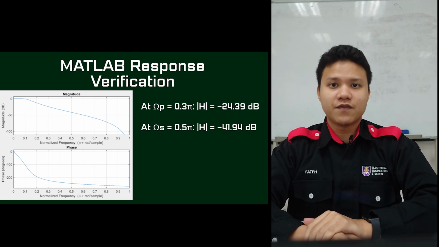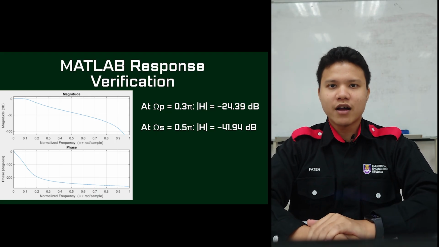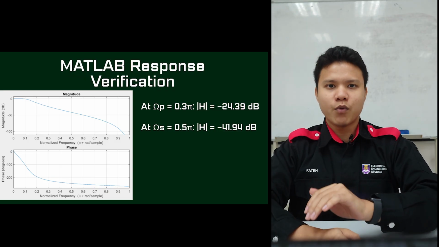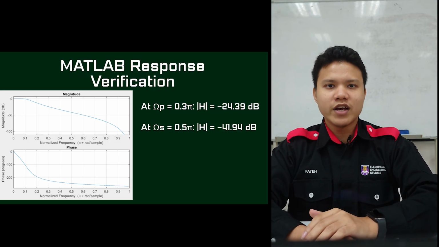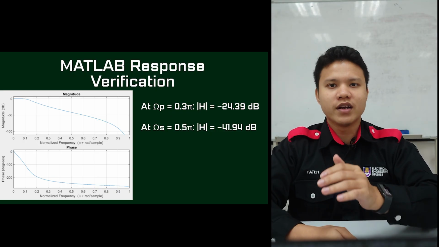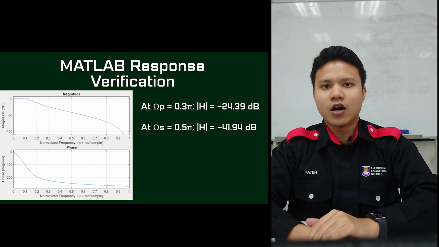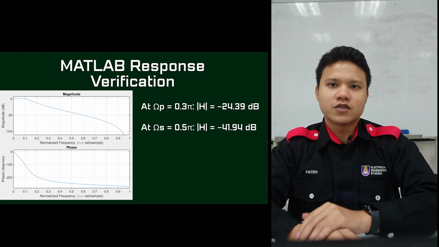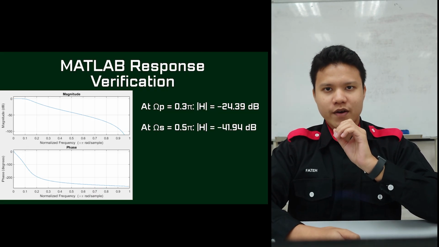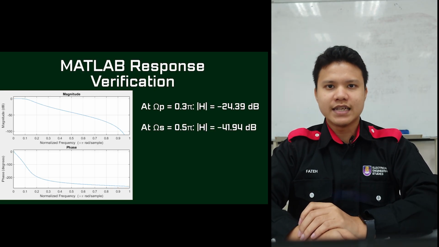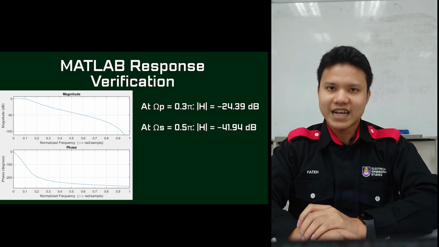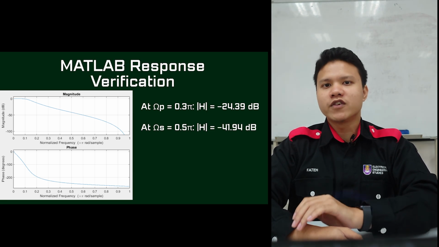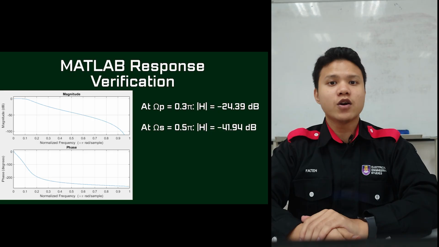Evaluating our digital transfer function at the critical operational boundaries confirms total compliance. At our passband edge of 0.3 pi, the magnitude attenuation is negative 24.39 decibels, passing our constraint with a comfortable 2.6 decibel margin. At our stopband edge of 0.5 pi, the attenuation hits negative 41.94 decibels, comfortably beating the negative 40 decibel requirement. Both constraints are met successfully with clear margins.